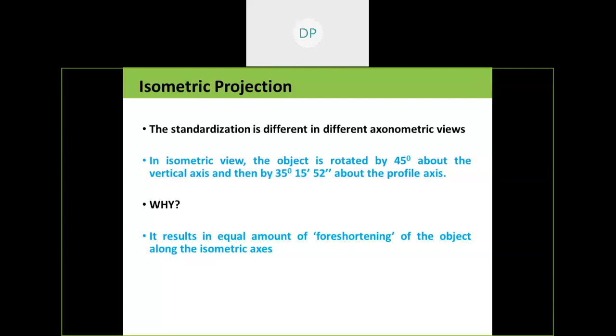And in isometric, the object is rotated by 45 degrees about the vertical axis, then 35 degrees 16 minutes about the profile axis. Why is this rotated? It results in an equal amount of foreshortening of the object along the isometric axes.